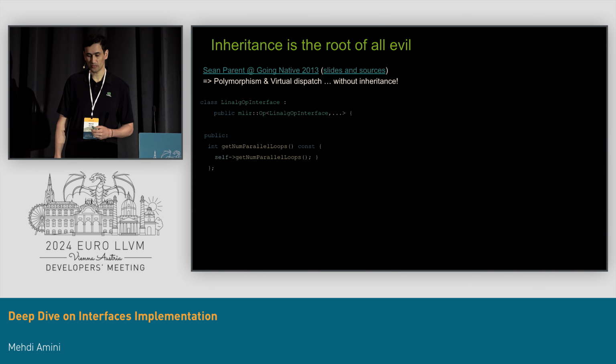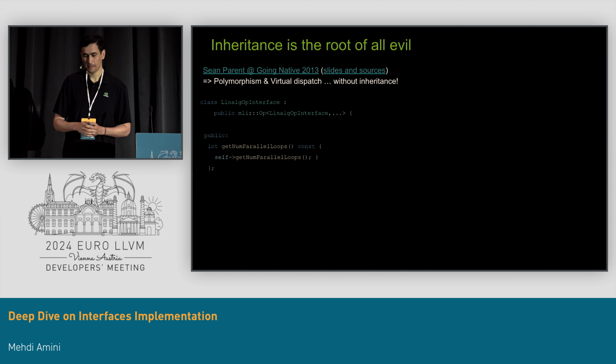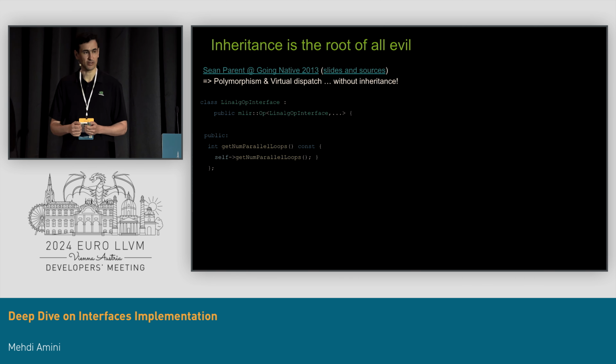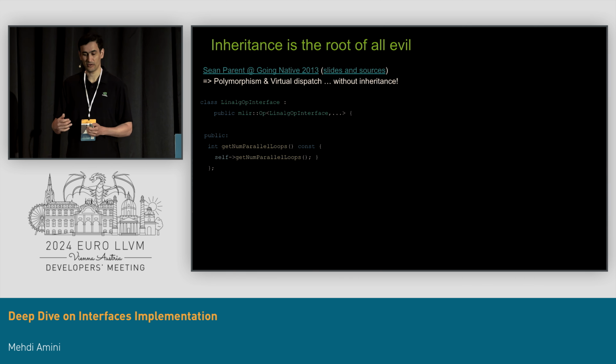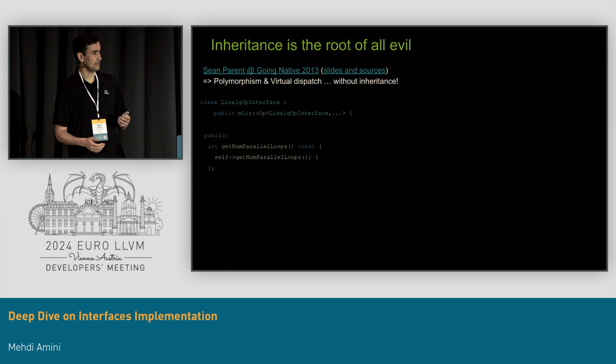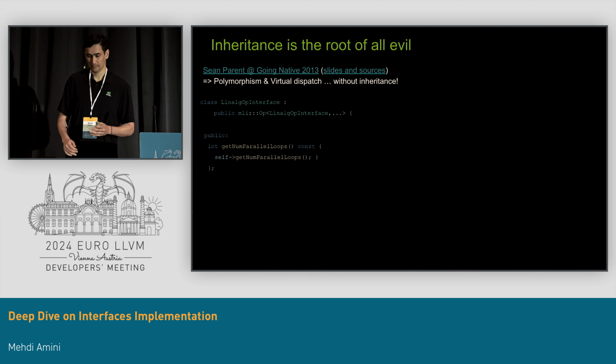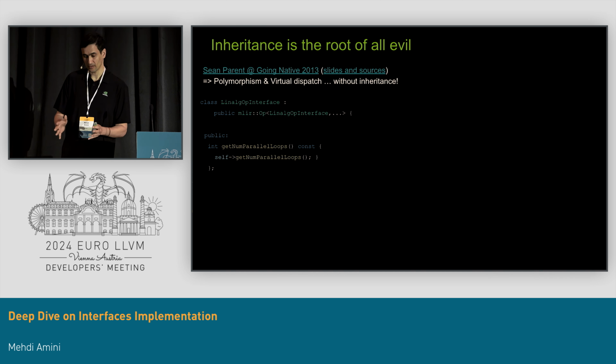All right, so how did we solve this at the time? At the time, I was pretty inspired by this talk from Sean Parent at Going Native 2013, which was named Inheritance Is the Root of All Evil. In this talk, he showed how to do polymorphism in C++ without inheritance. It's a bit hard to piece the pieces together, but I'm still going to try to explain it.